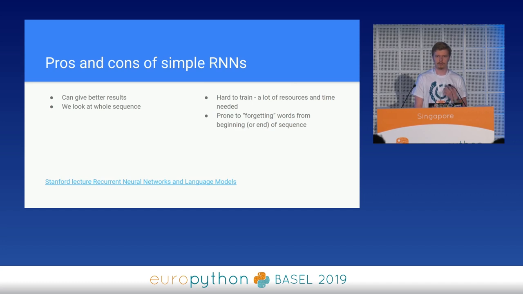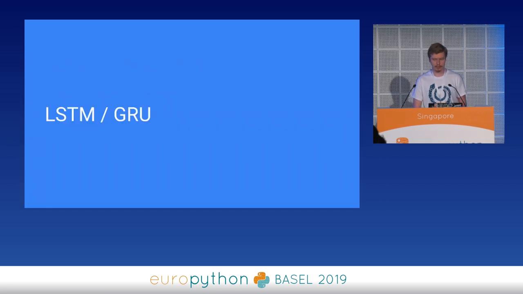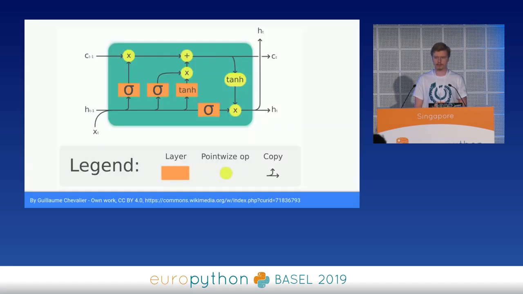If you want to learn more about RNNs, I put a link to the Stanford lecture about it. So what is another way to anticipate that forgetting? We can use LSTMs or GRUs. And unfortunately, I won't get into the detail here because the architecture of the neurons is really complex. This is LSTM. We not only pass the representation, but we also pass the, let's say, state of the cell.